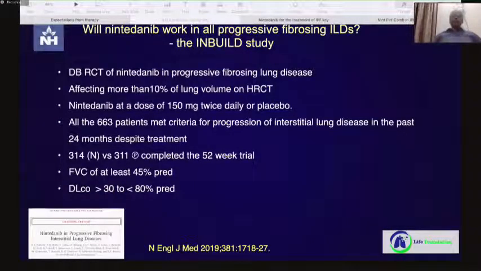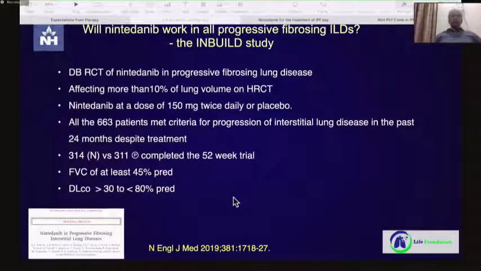But the big question was, will nintedanib, being an antifibrotic, work in all fibrotic ILDs? And this is why the INBUILD study was started. Again, a double-blind randomized controlled trial of progressive fibrotic ILDs. Similar criteria, more than 10% volume being involved on HRCT by fibrosis. Nintedanib was given at a dose of 150 mg twice daily, just like in the INPULSIS trials. And these patients were followed up for 24 months.